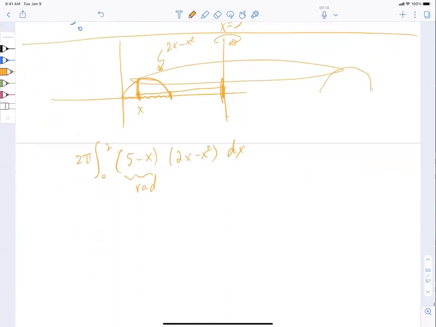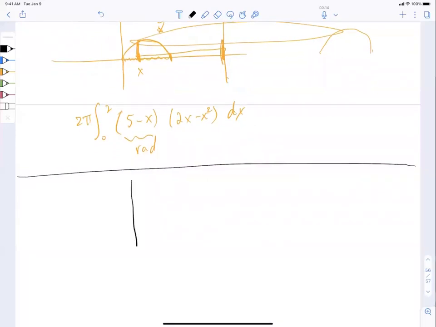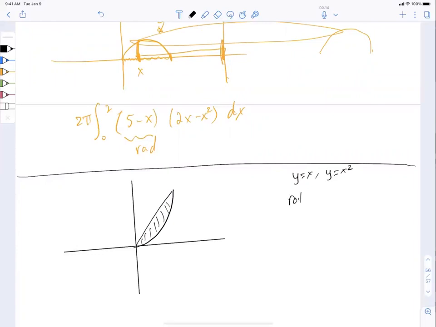Let me do another example. This example is slightly different, so let me do it and then I'll show you what it is. I have, let's say, y equal to x and y equal to x squared. So y equal to x looks like this, y equal to x squared looks like this. They continue, but this is the region that we're looking at. And let me rotate it about x equal to -1. So this is the axis of rotation, no problem.